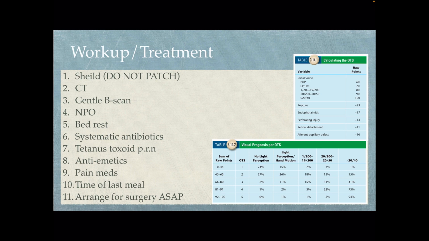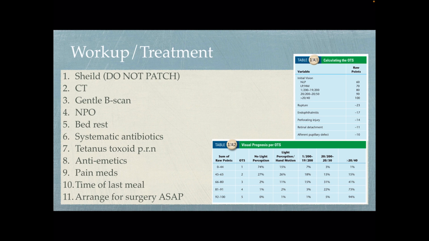Once you have the diagnosis, you need to do the following. First of all, protect the eye with a shield at all times. Do not patch the eye, because when you patch the eye, you apply unnecessary pressure, as I mentioned earlier. Second, do a CT of the brain and orbits, because you also want to rule out foreign bodies in most cases. You should get axial and coronal views, 1 mm sections.